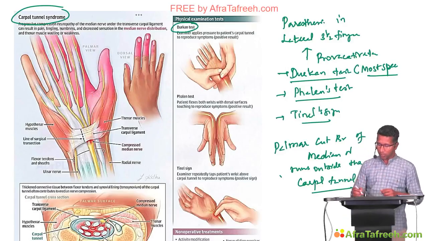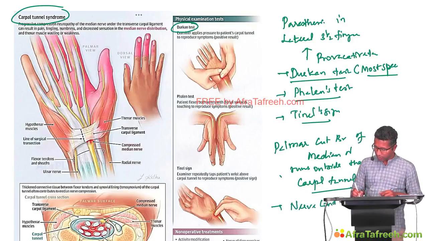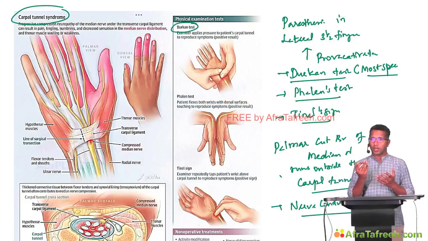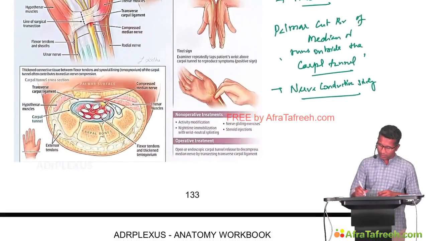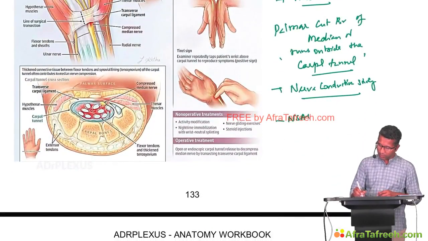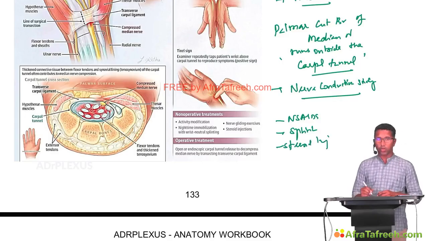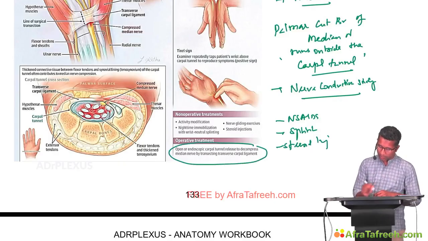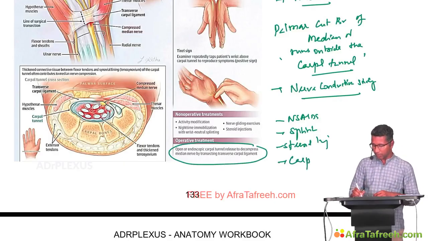Whenever a patient has carpal tunnel syndrome, you can confirm it by doing a nerve conduction study. Once confirmed, you can treat by giving NSAIDs to reduce the pain, you can give splints, and you can give steroid injections. If it is not cured and the patient has a persistent problem, then you can do a carpal tunnel release.